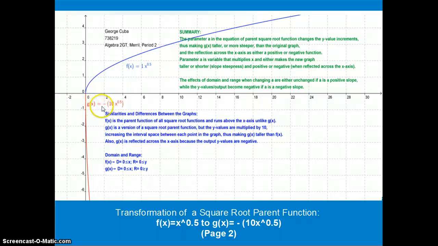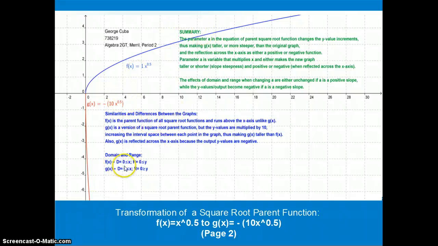g of x is equal to negative, parentheses, 10x^0.5, parentheses. So since the negative is in front of the whole equation and it's in front of the parentheses, that means it's opposite of the x-axis. So I have to go opposite the x-axis, and here it is. Now since it's 10x, parameter a, that means that the slope is 10 times as steep as our neutral. So it is really steep, as shown, barely registering on the graph.